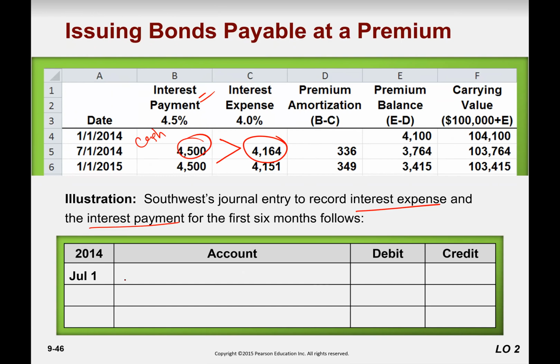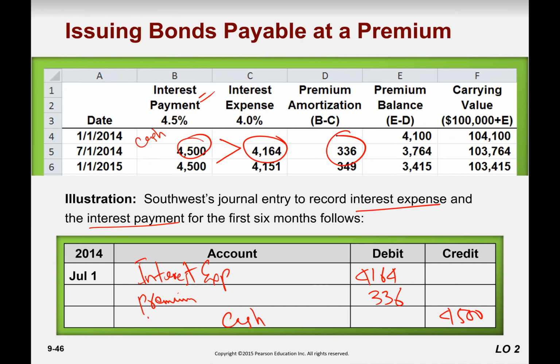So interest expense entry would be interest expense, which is 4,164. And how much you pay? You pay 4,500. And the rest of the thing you adjusted through premium. So decrease in premium is debited. Answer 336.